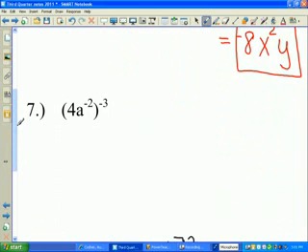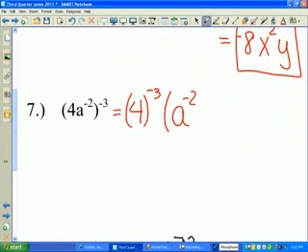For number 7, this whole thing is being raised to the negative 3rd power. And like we said last time, we don't want to have negative exponents. But in this case, I think it'll be a lot easier for me to distribute that negative cube throughout everything inside the parenthesis. So I'm going to take this 4 and raise it to the negative 3rd power. I'm going to take my a raised to the negative square and raise that to the negative cube.